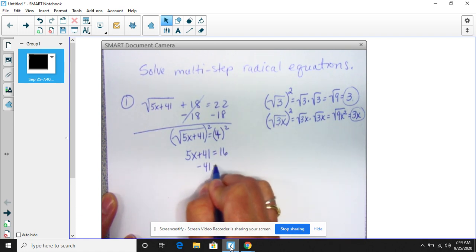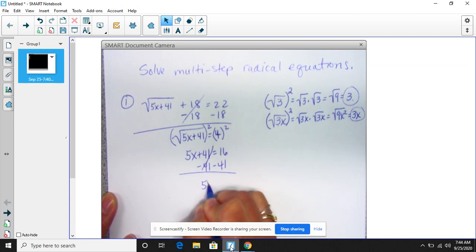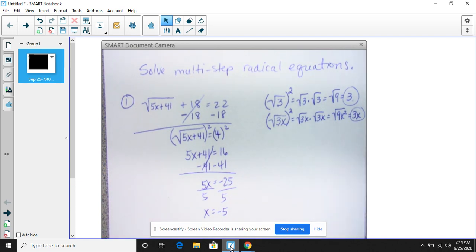So subtract 41 from both sides. You get 5x is equal to negative 25, divided by 5. So x is negative 5. Okay, so that's the one that was in your notes.